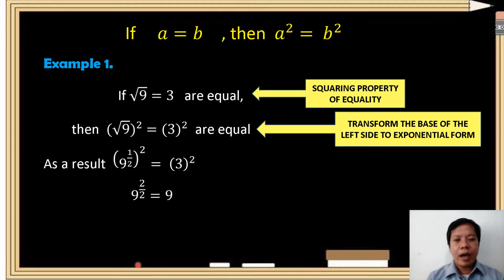Now we have 9 raised to 2 over 2, because when you multiply 2 by 1/2, we have 2 over 2 power. And then the result is 9 is equal to 9, because when you divide 2 by 2, any base with an exponent of first power results in the base itself.